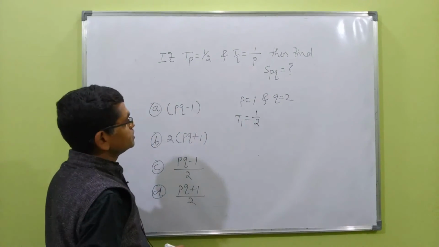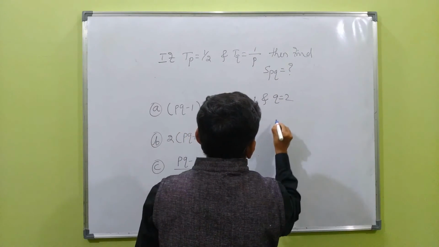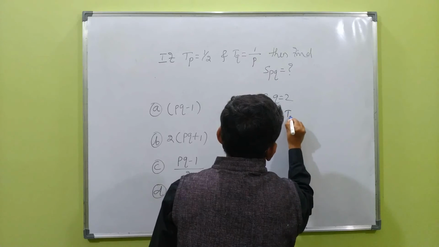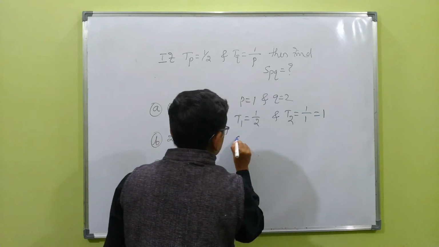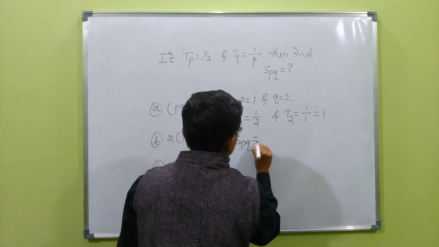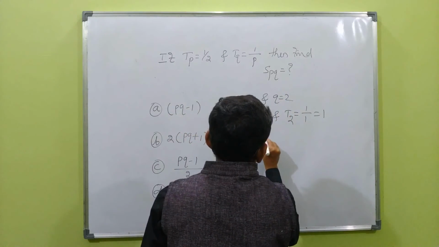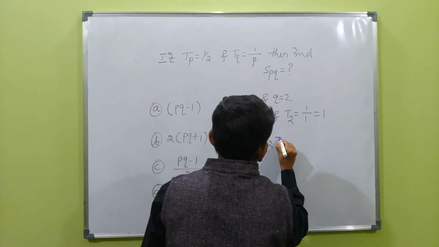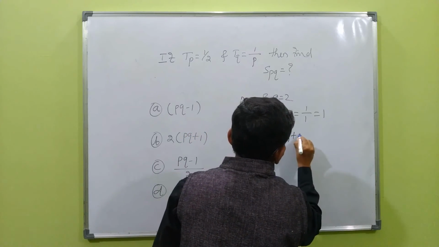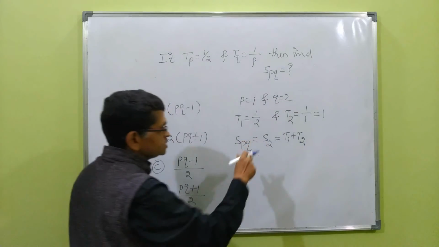Tp is equal to 1 by 2 and T2 is equal to 1 by 1, or it is 1, and SPQ is equal to S2 it is. So T1 plus T2, this is nothing but T1 plus T2. S2 means sum of two terms.